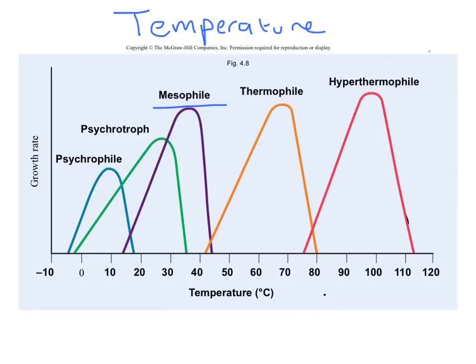So in general, growth increases with temperature, which is what we see if we look at the thermophile here. It increases, and then something is really going to go wrong, and the growth is going to fall off a cliff, more or less.